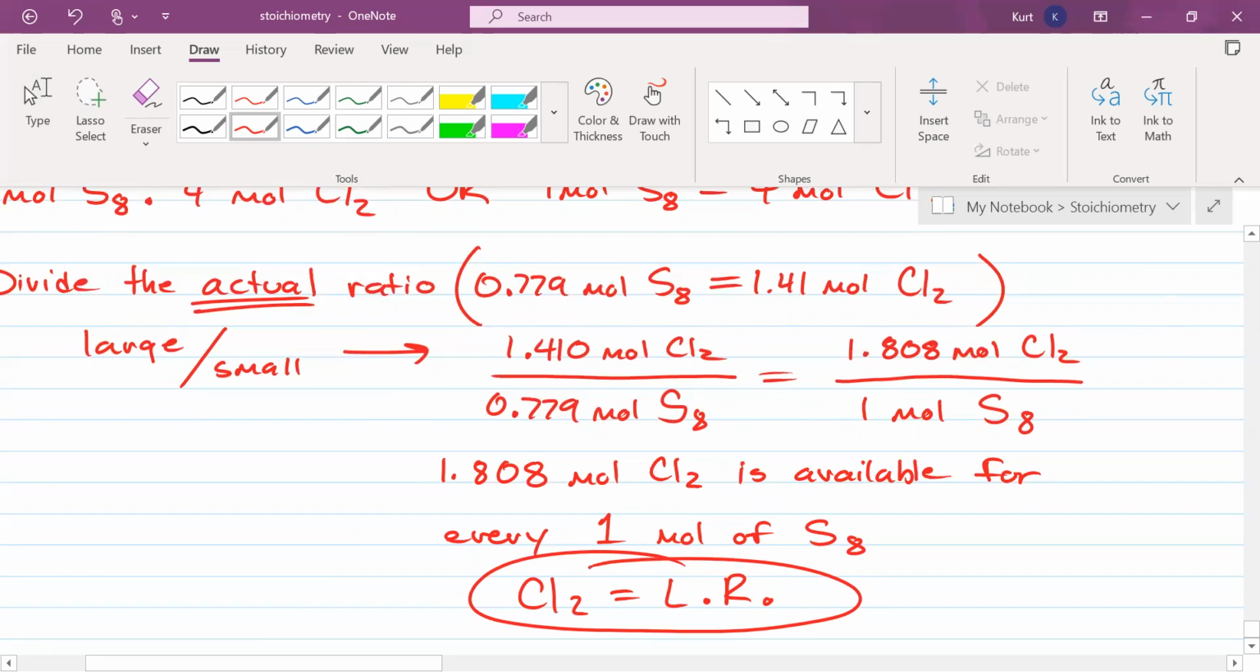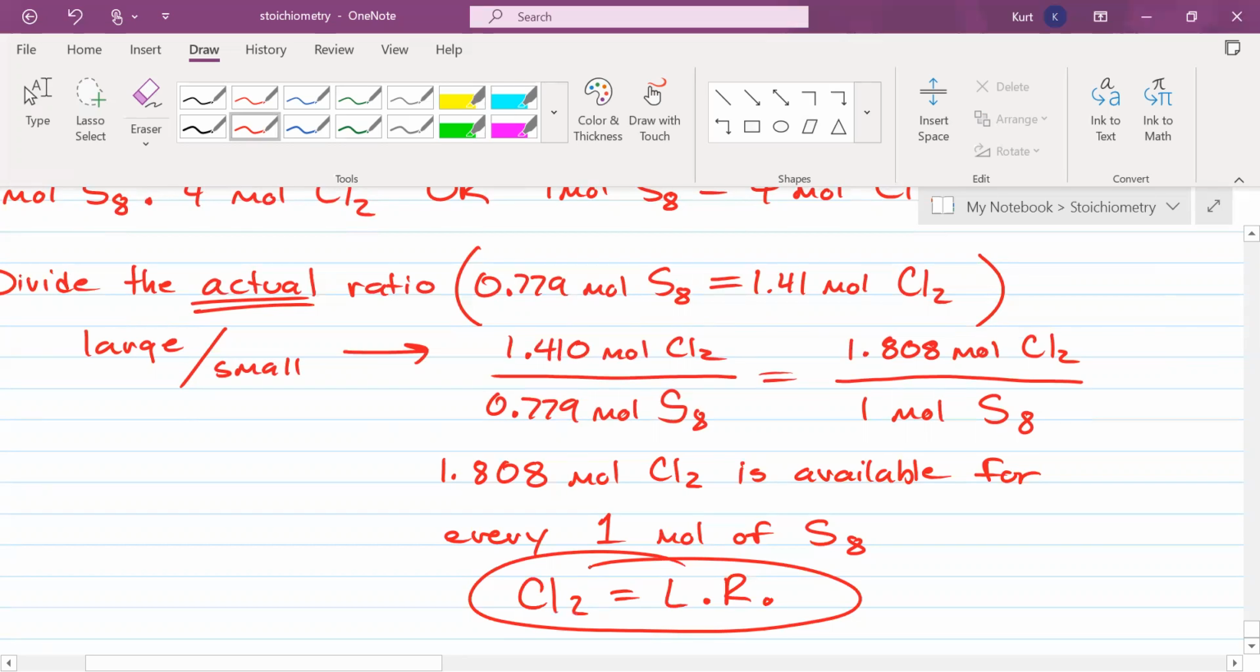Yes, Derek. 1.808 would round the same. That's not going to really change our answer all that much. 1.81 would be fine. Yes, Arshan. Isn't that more Cl? Why is it limiting?